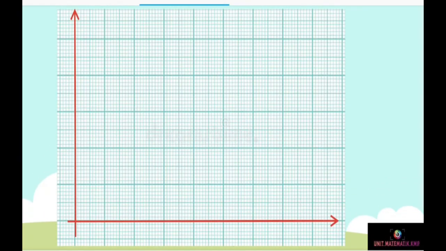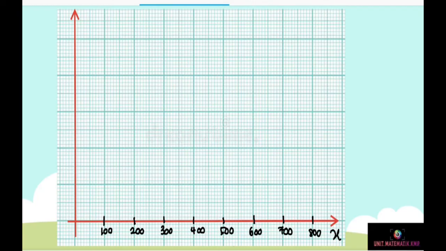So for the x-axis, we can use 100, 200, 300, 400, 500, 600, and 700, which is the last number.